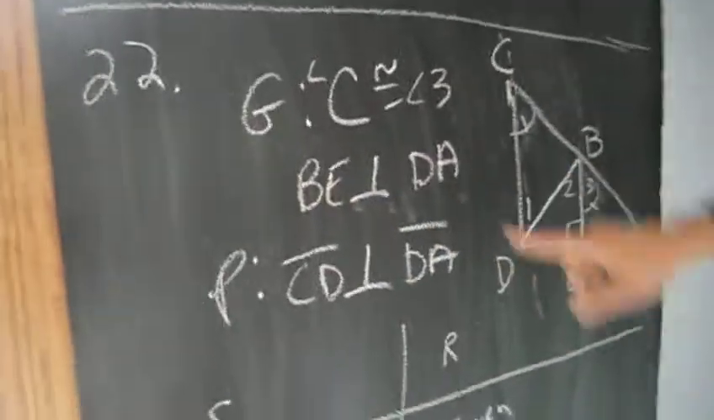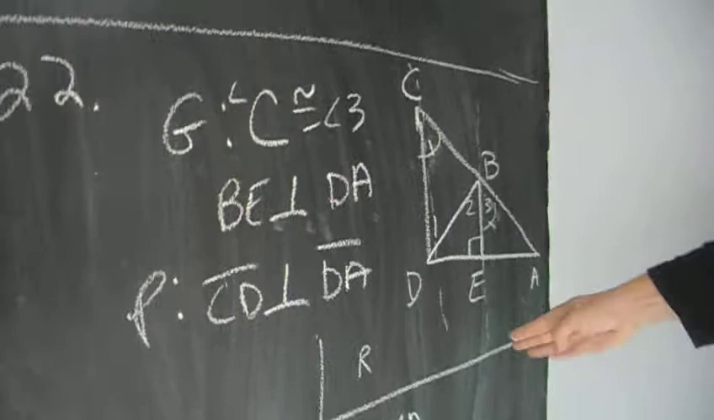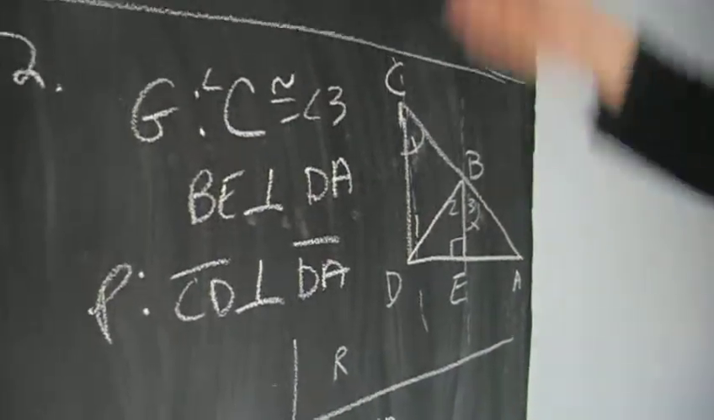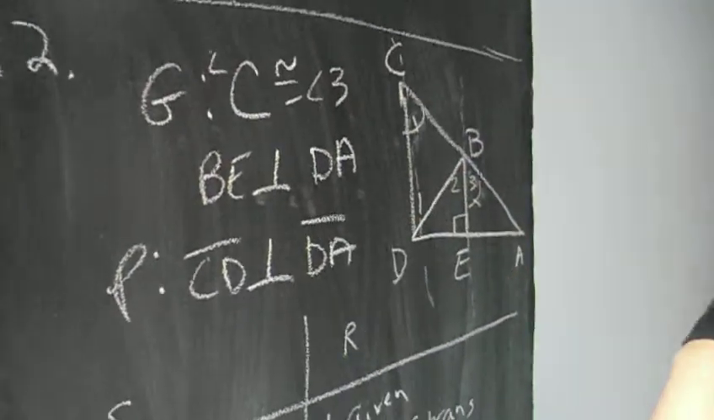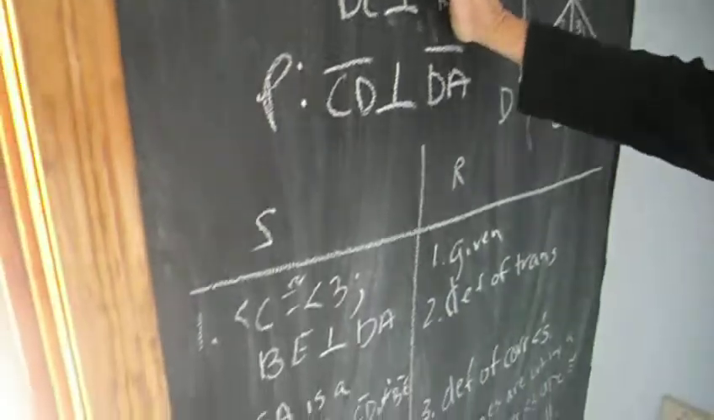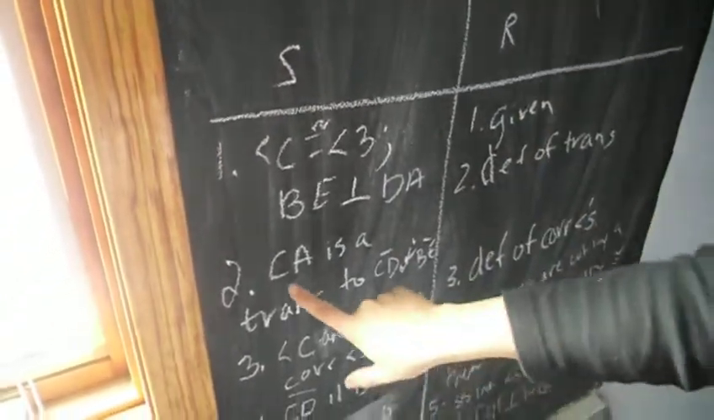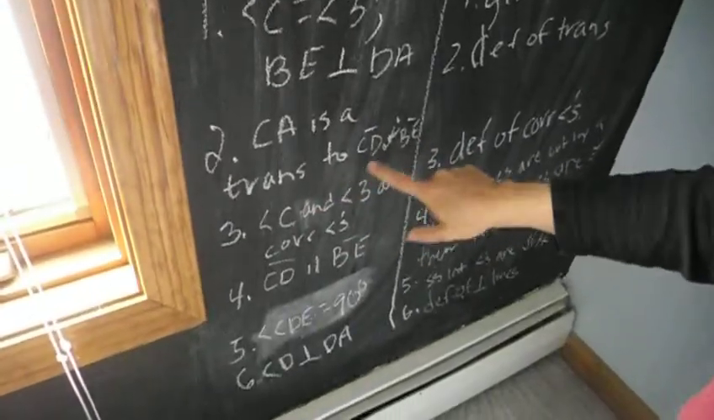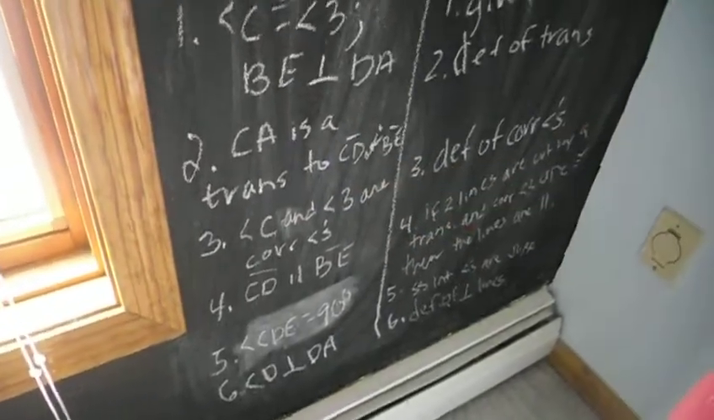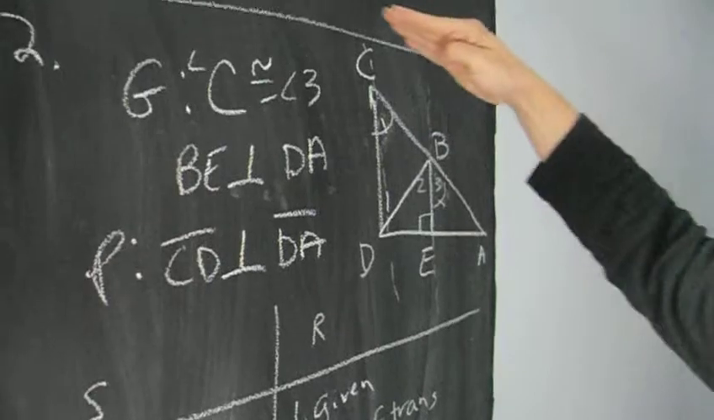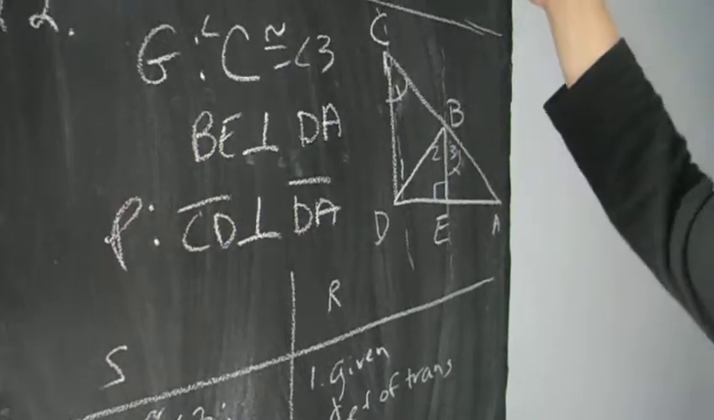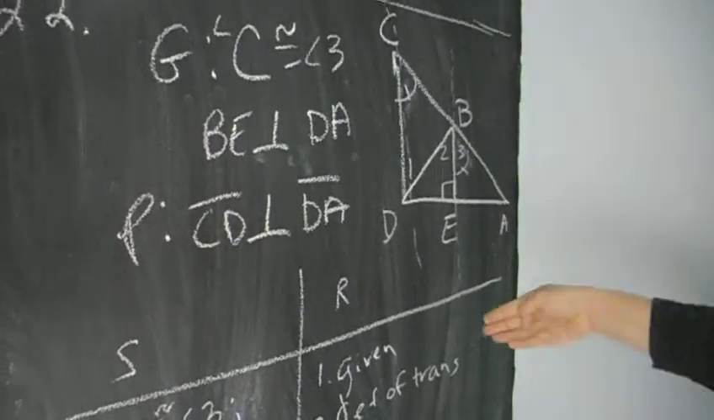BE is perpendicular to DA. I have to prove CD is perpendicular to DA. Okay, down here. That's all given, not saying it again. CA is a transversal to CD and BE.